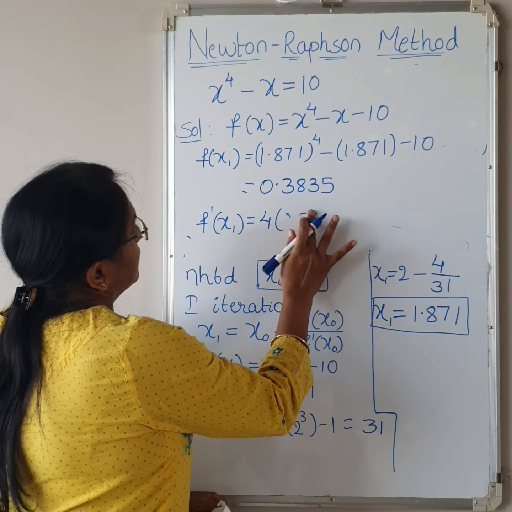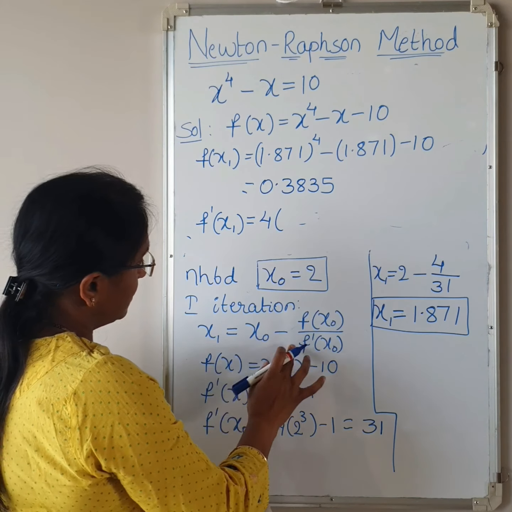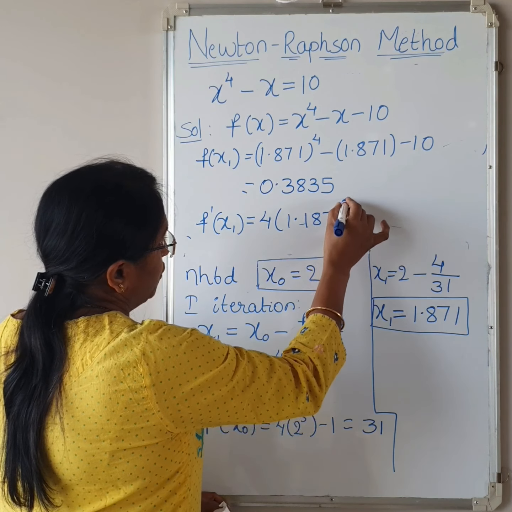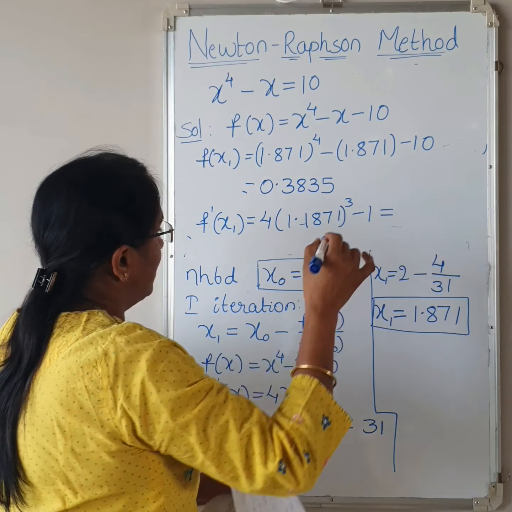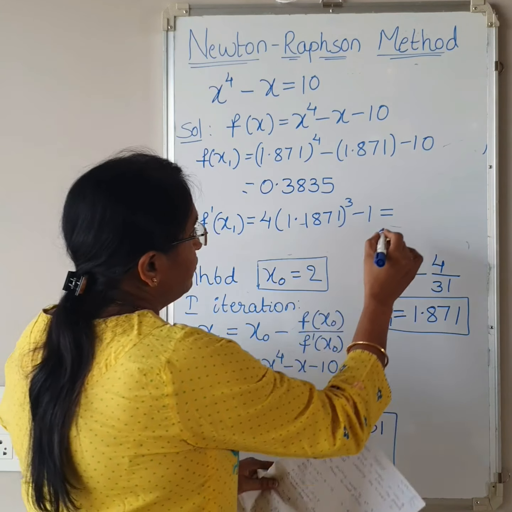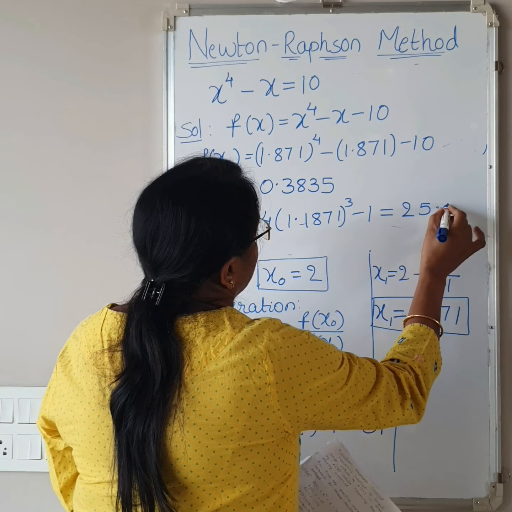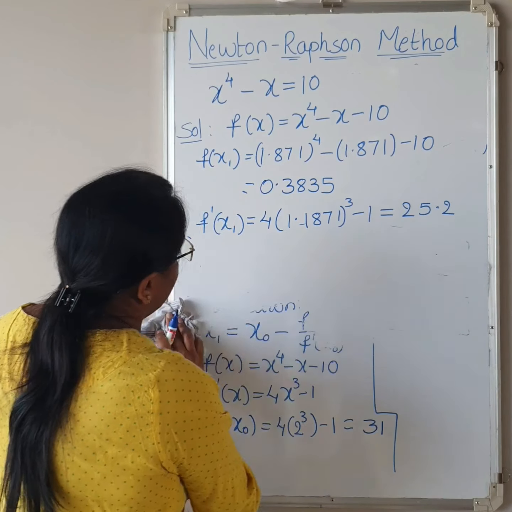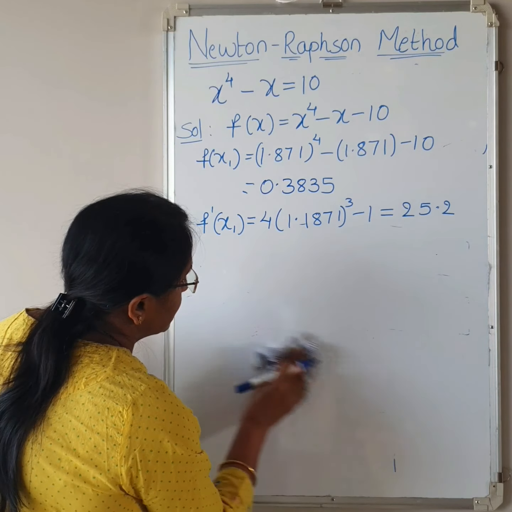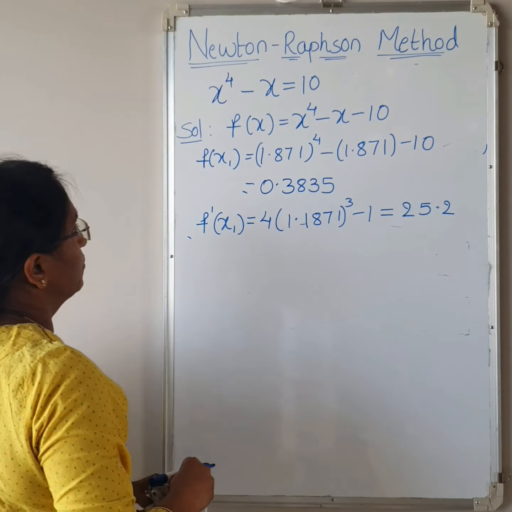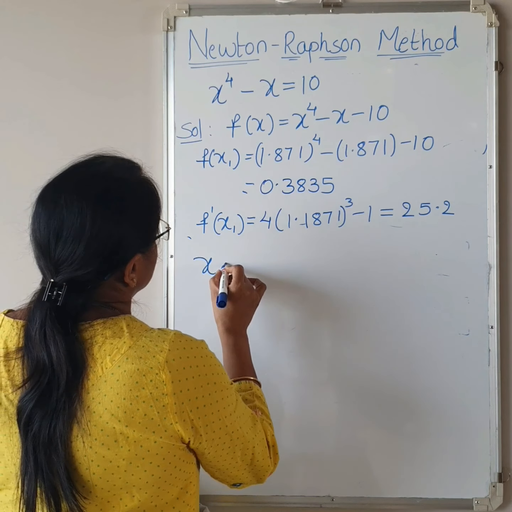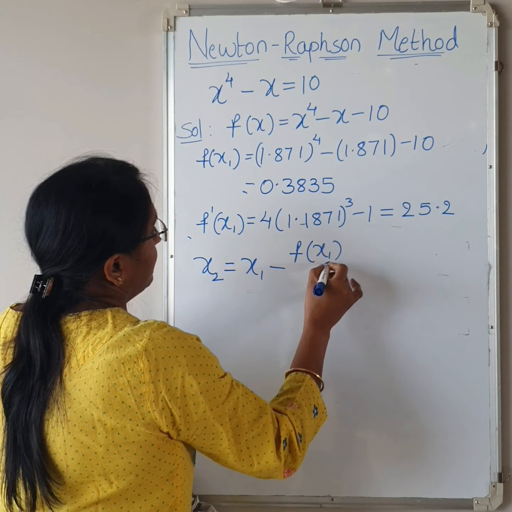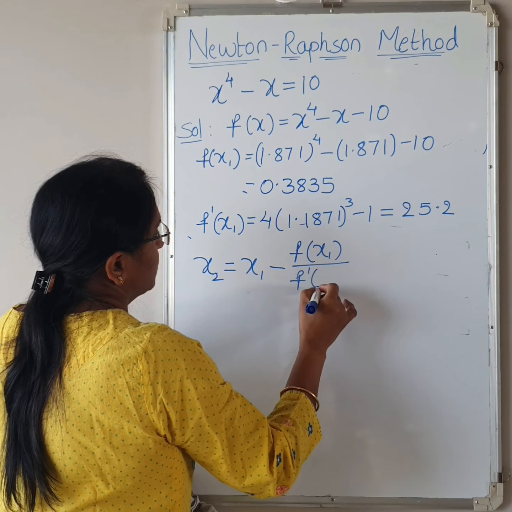Next, f dash x1. f dash x is 4x cube minus 1, so with x1 as 1.871, 4 into 1.871 cube minus 1. Its value is f dash x1 is 25.2. You also check the answer. Then we write the formula for this. For each and every step you have to write the formula. x2 is equal to x1 minus f(x1) divided by f dash x1.